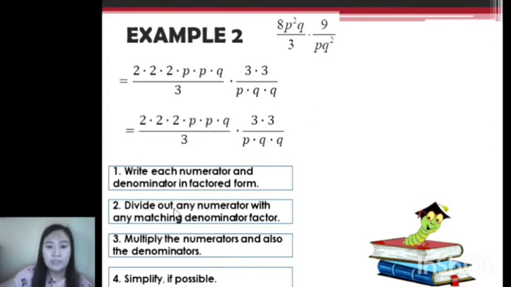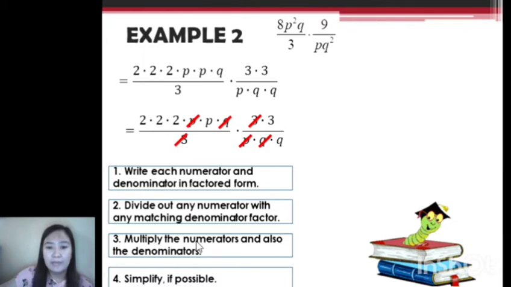Second step, divide out any numerator with any matching denominator factor. Let us look for matching denominator factor in the numerator. So we have p in the numerator and another p in the denominator. We also have q and 3.